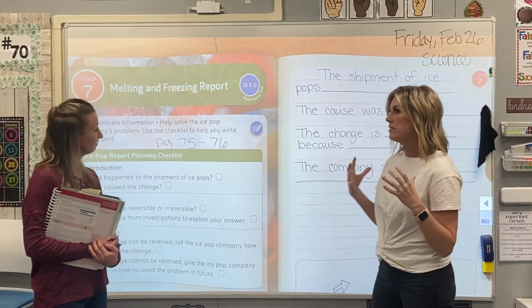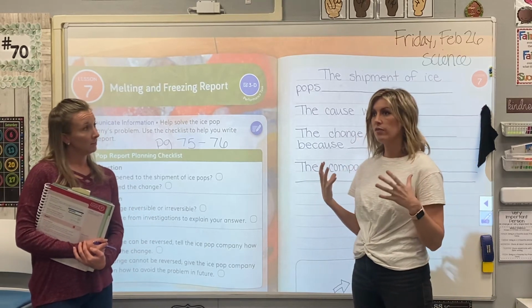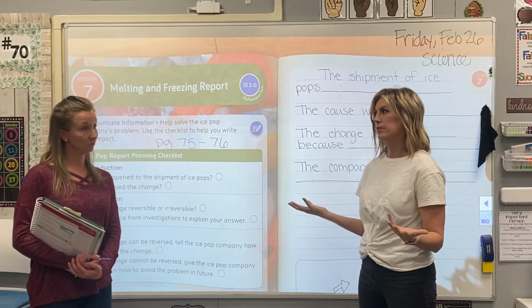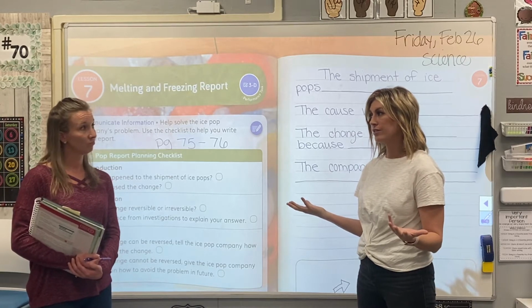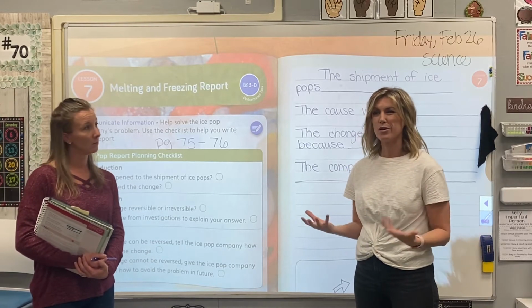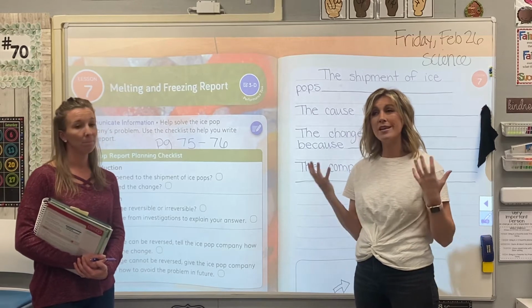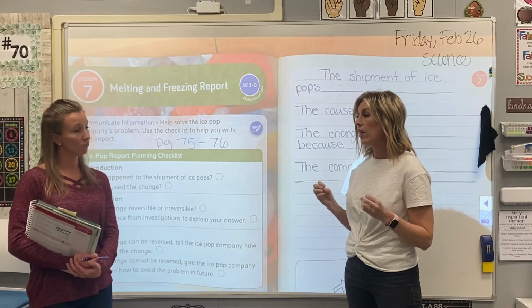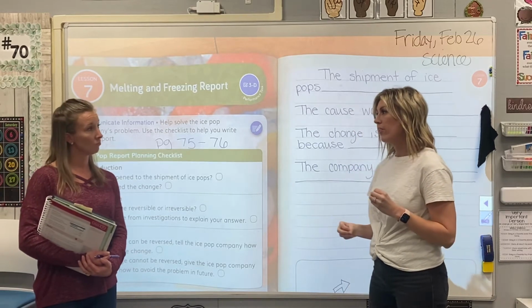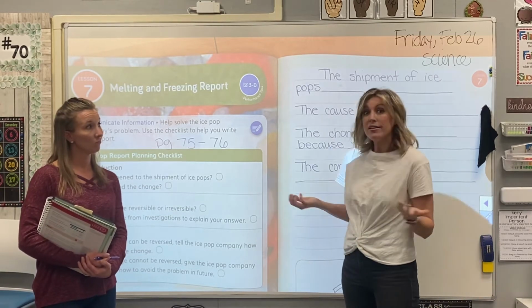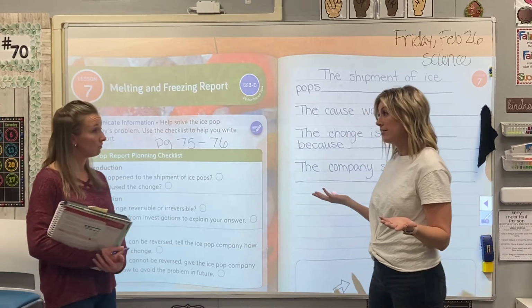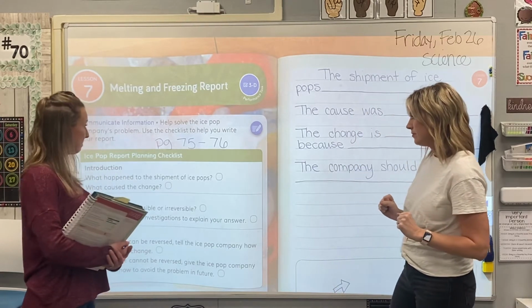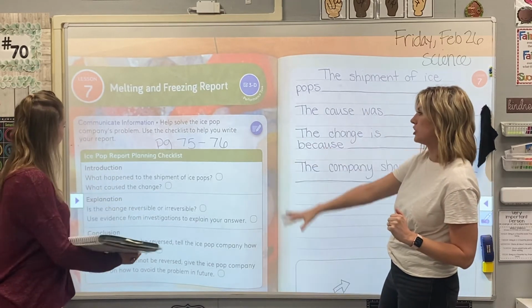All right, so we have this ice pop company who has all of these liquid ice pops that are no longer frozen, no longer solid, no longer in a form of a popsicle. We need to give advice to this company about what they can do to get those ice pops back into being ice pops and not being liquid anymore. Okay? Help them solve that problem. Can you walk us through what our checklist is here first?